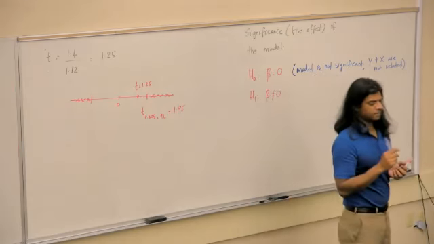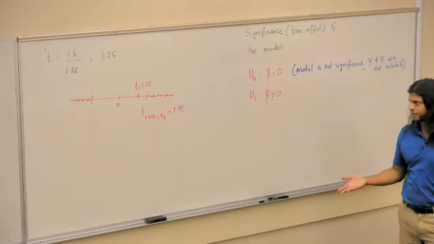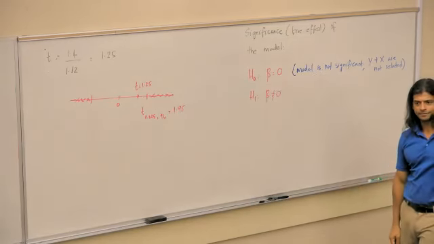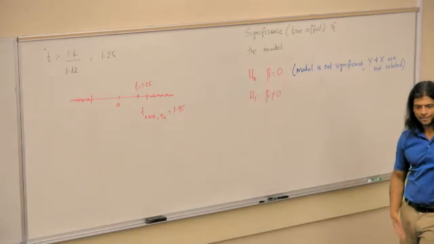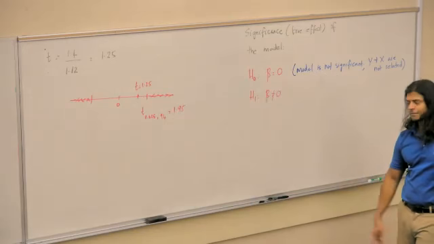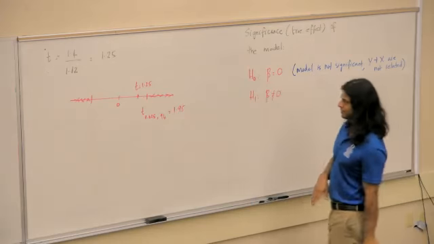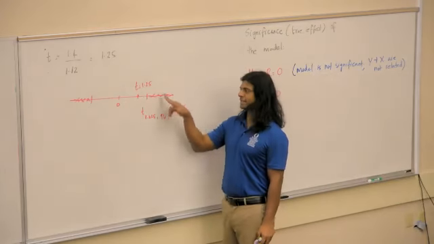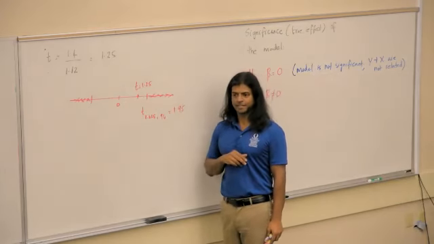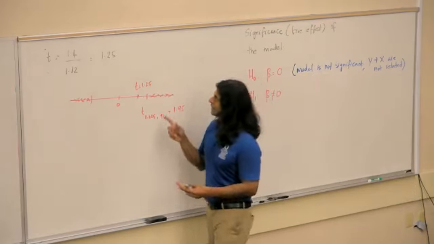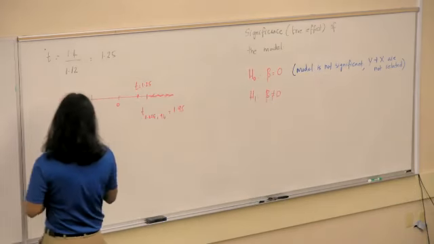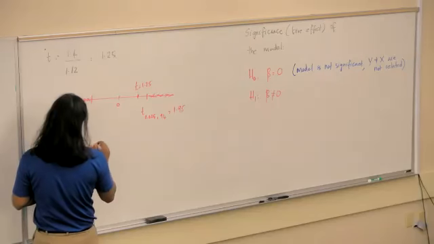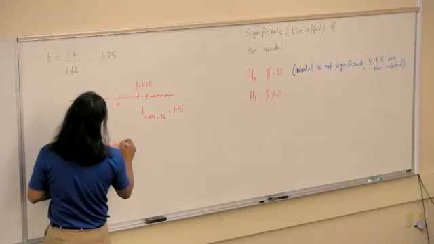So based on that, should you reject the null or not reject the null? Ashley? No, because it doesn't fall in the rejection region. We shouldn't reject the null because the test statistic does not fall in the rejection region. Good. So the conclusion here would be to not reject the null.